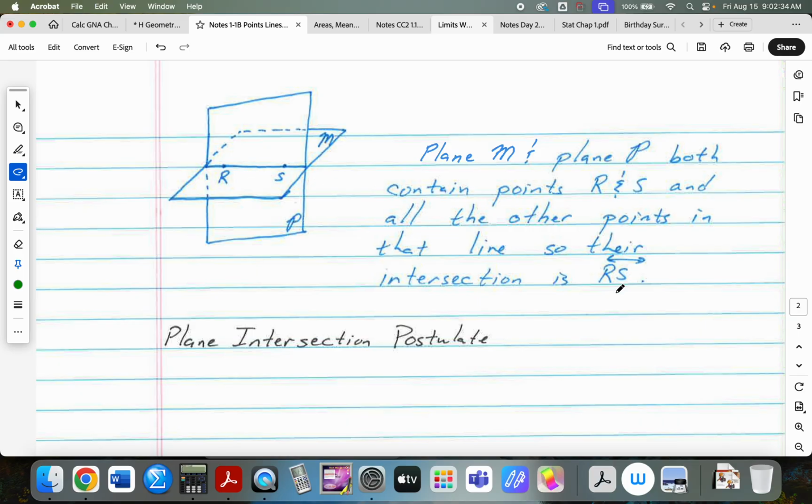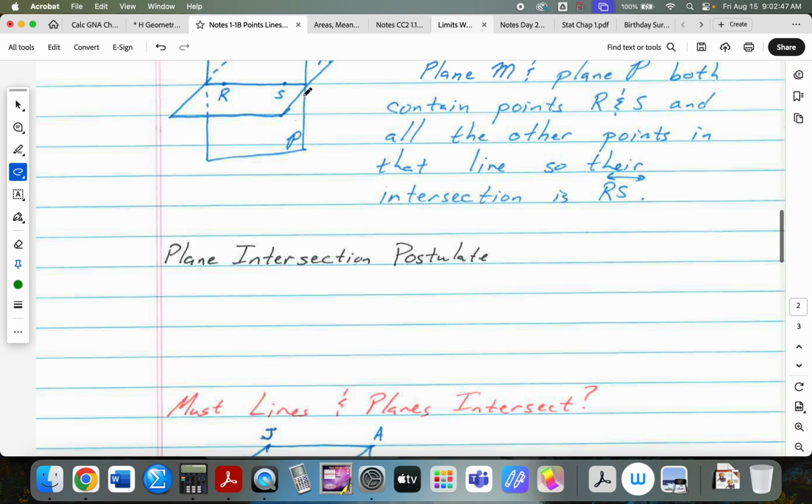So their intersection is line RS, because even though we don't show it, remember we talked about this yesterday, that the planes keep going infinitely, right? They're flat and then they keep going infinitely. So the plane intersection postulate says that if two planes intersect, their intersection is a line.